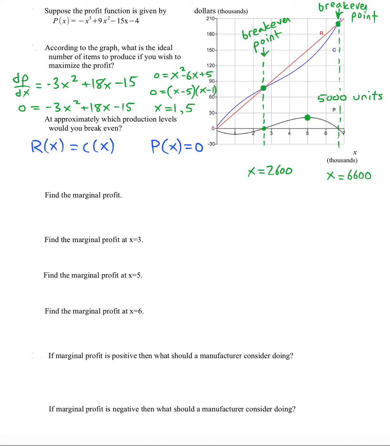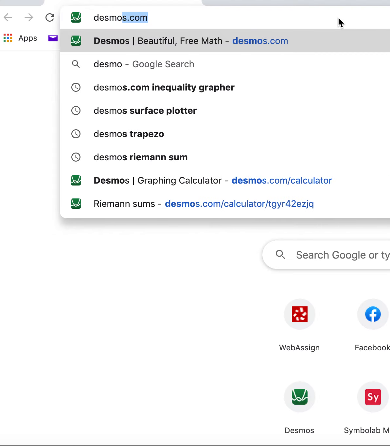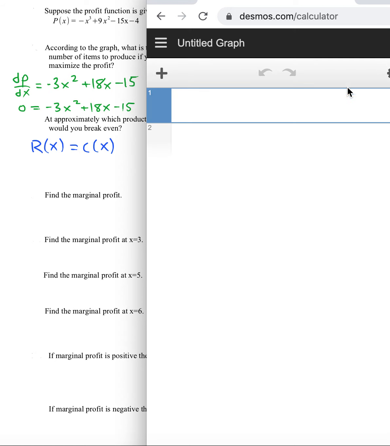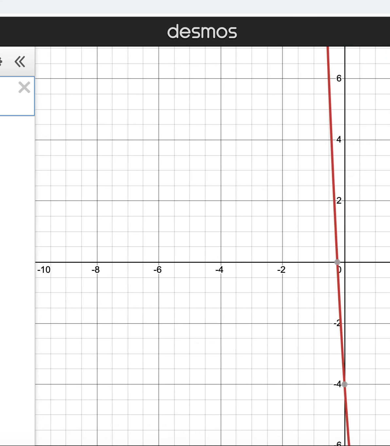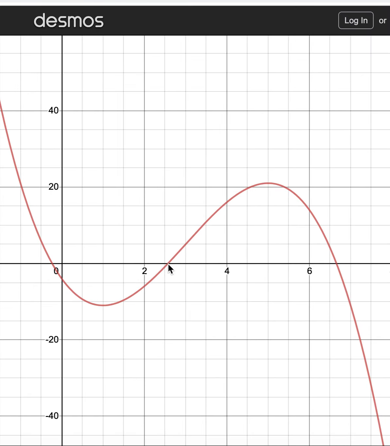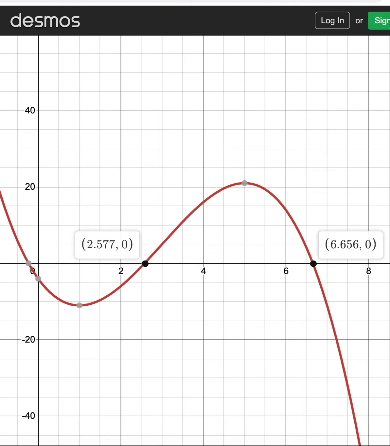We don't have functions for the revenue and the costs, so we can't solve it exactly that way. However, we could solve by setting the profit function equal to 0 and then using an online grapher. So I'll go to desmos.com and let's just type in this function that we were given for the profit. Okay, here's the function. Yeah, so we just want to click on the intercepts here. 2.577 and 6.656.